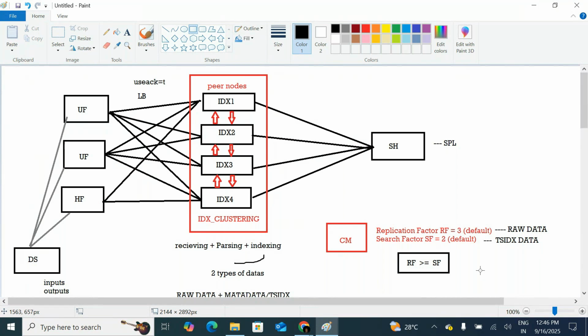Why must replication factor be greater than or equal to search factor? I will try to explain it. There are 3 books and 3 contents. Every book has its own content, so you can read them. But with 3 books and only 2 contents, one book doesn't have any content. Is any problem going to come?